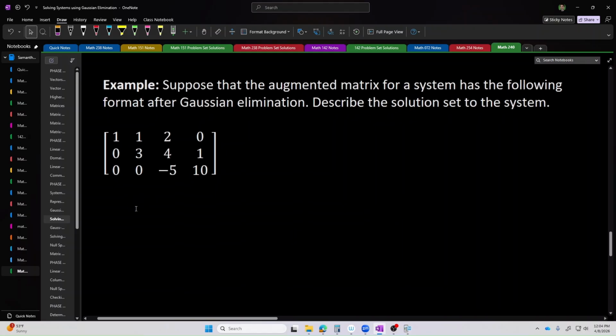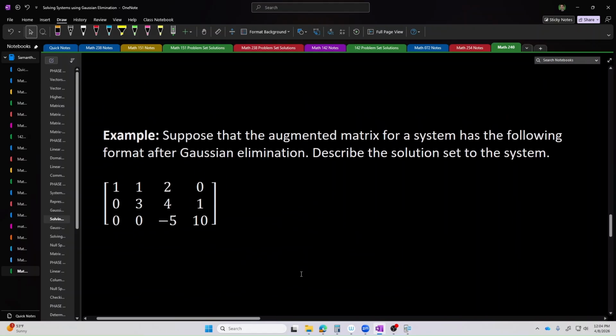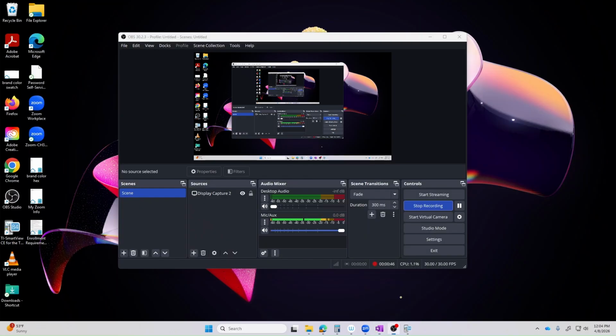So for example, suppose somebody has an augmented matrix for a system, they did the row reduction, and after row reduction, they arrived upon this matrix right here in row echelon form. So if this is the row reduced augmented matrix, what are we understanding about the solution set?